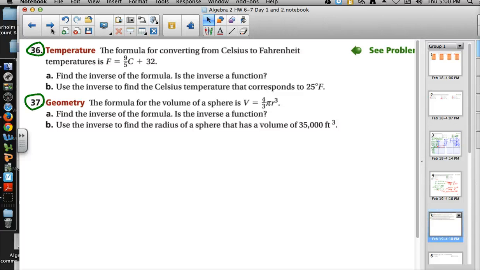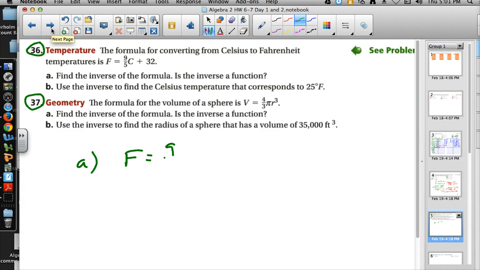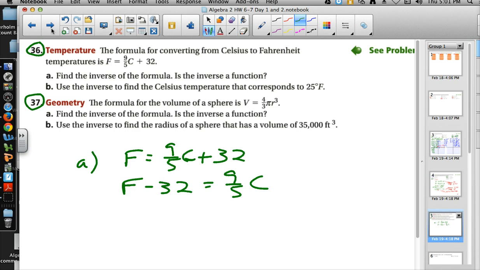36. We've got the formula for converting Celsius to Fahrenheit, and A says find the inverse of the formula. Now, remember, we talked in class about how you do not switch the x and the y. You do not switch the variables when you're working with a word problem. You just solve for the one that's not already solved for. So in this case, we want to get this c all by itself. So we would subtract 32 from both sides, and then we would multiply both sides by 5/9.